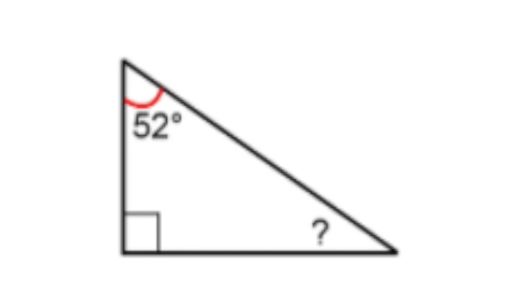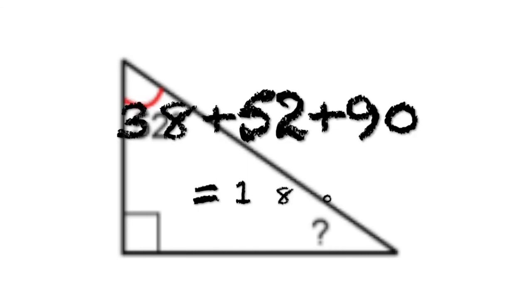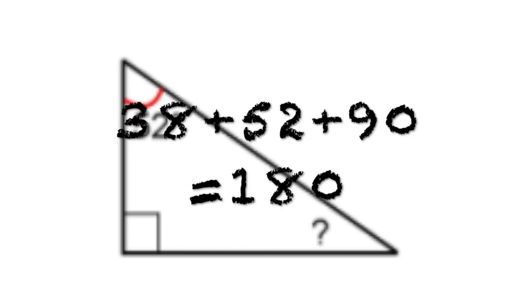Pause, take a second, figure that out. Did you get 38? If you didn't, please go back, try it again. You can always check your work by taking 38 plus 52 plus 90, and all of that should equal 180, just like we saw before. Done.